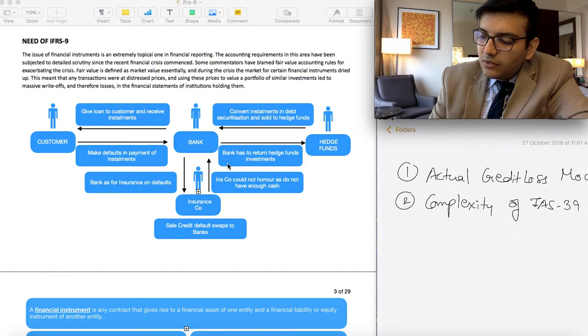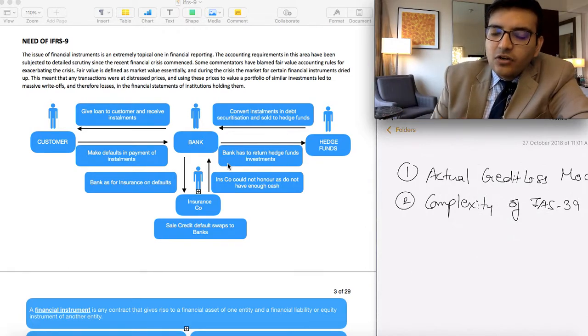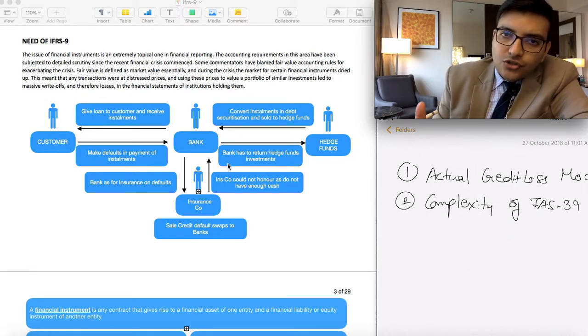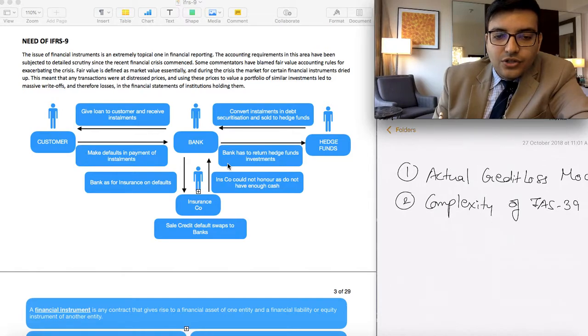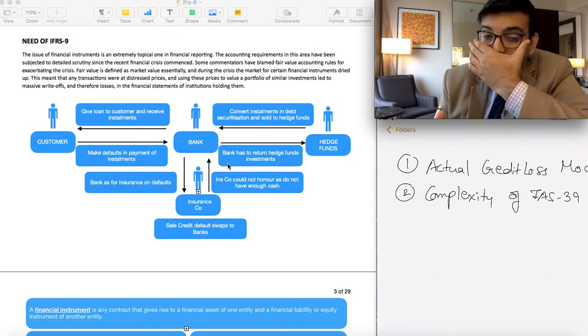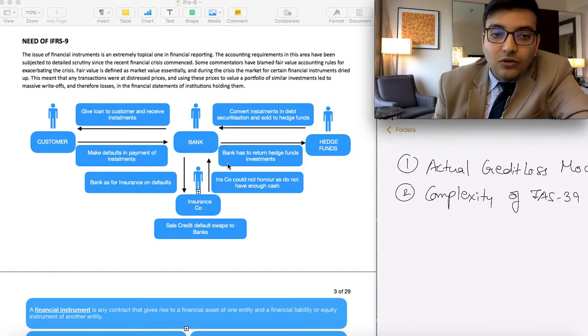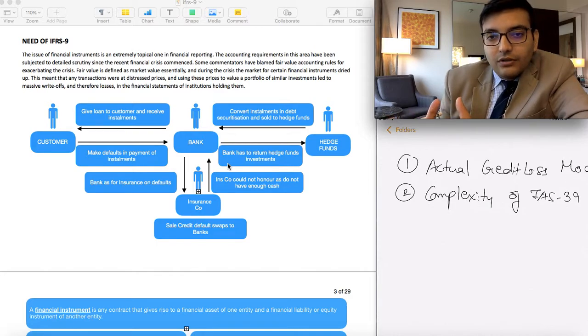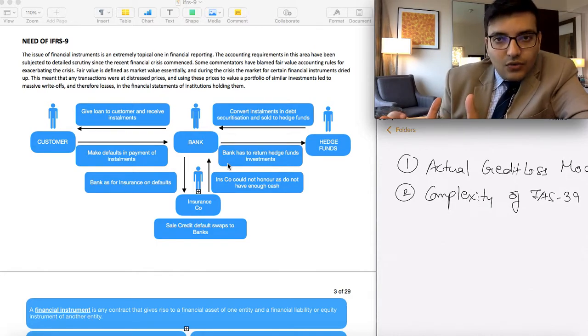Now I'll just give you a brief of these two things. Number one is the actual credit loss model. Now it has changed to expected credit loss model in IFRS 9. Why was it changed? Let us throw some light on it. So what happened when there was a recession in 2008 because of the subprime mortgage crisis? You might have read about it.